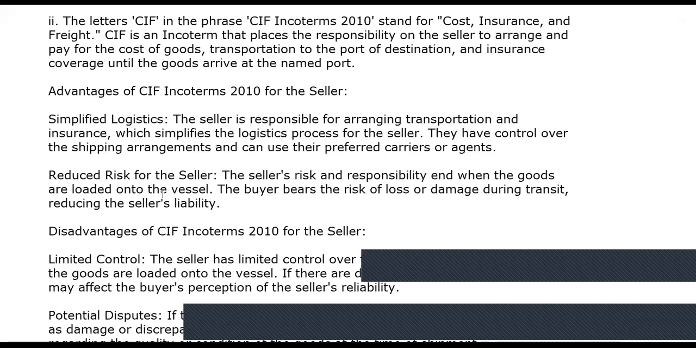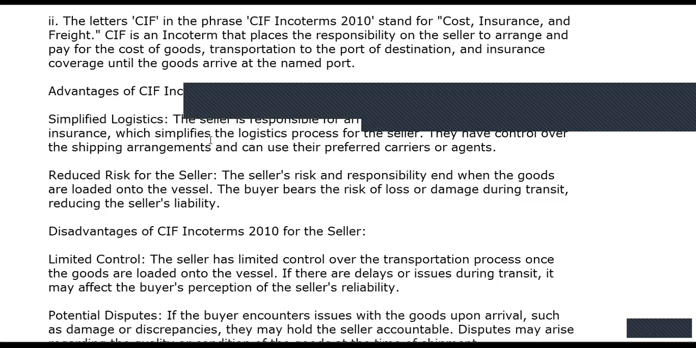Advantages of CIF incoterms 2010 for the seller are: number one, simplified logistics. The seller will be responsible for arranging transportation and insurance, which simplifies the logistics process for the seller. So they have control over shipping arrangements and can use their preferred carriers or agents. Number two, reduced risk for the seller, meaning the seller's risk and responsibility ends when the goods are loaded onto the vessel. So the buyer will bear the risk of damage or loss during transit, thereby reducing the liability on the seller. Disadvantages. The following are disadvantages for the seller.